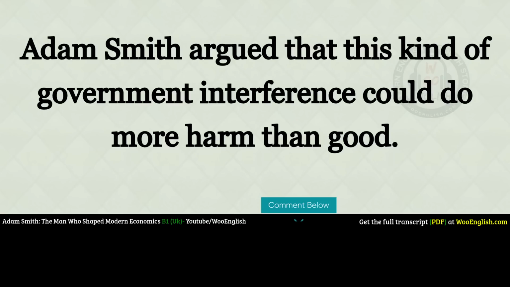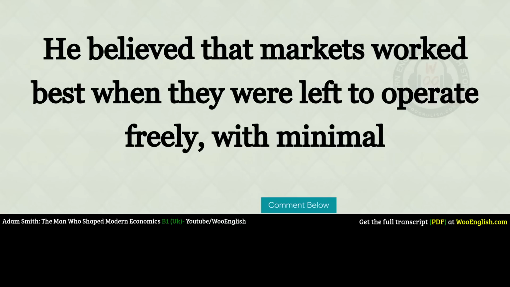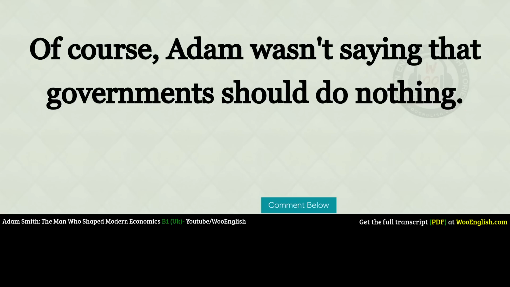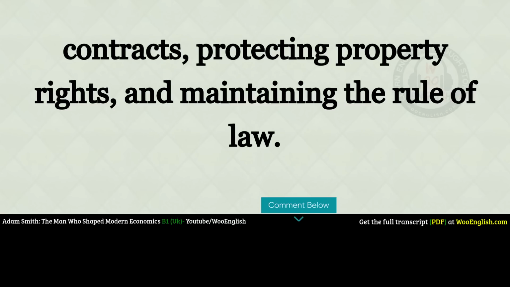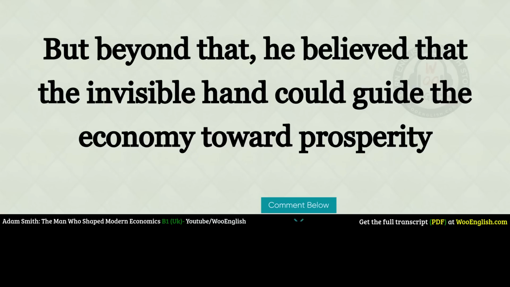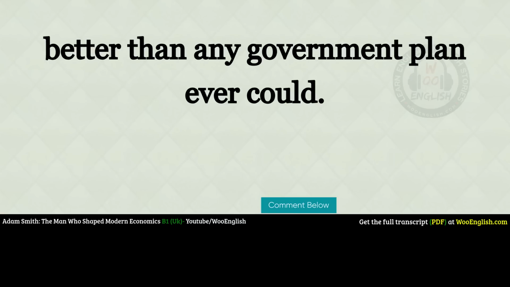Adam Smith argued that this kind of government interference could do more harm than good. He believed that markets worked best when they were left to operate freely, with minimal interference. Of course, Adam wasn't saying that governments should do nothing. He recognized that there were important roles for the government to play, such as enforcing contracts, protecting property rights, and maintaining the rule of law. But beyond that, he believed that the invisible hand could guide the economy toward prosperity better than any government plan ever could.